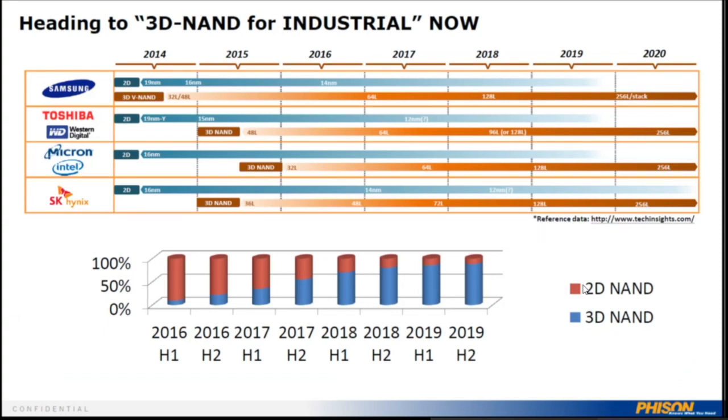Heading to 3D NAND for industrial, you can see the evolution of 2D NAND to 3D NAND technologies. These are the flash memory manufacturers worldwide. You can see Samsung, Toshiba, all the familiar faces. In fact, some of them are focusing mainly on 3D NAND now, as market demand surged rapidly in recent years. Since the end of last year, they have been concentrating on 3D NAND more than the traditional 2D NAND.